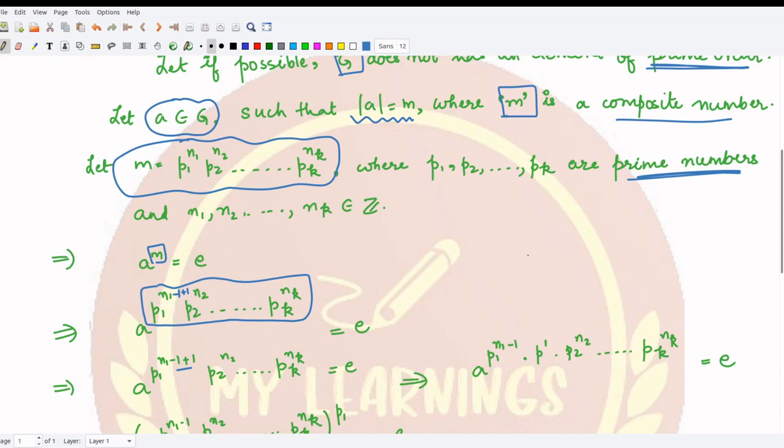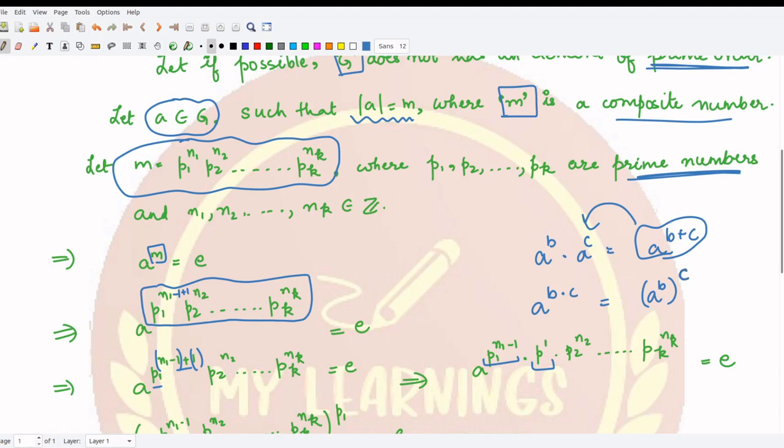Now you can split up the powers. You know, A raised to power B into A raised to power C is A raised to power B plus C. So we can split it into this kind of form, putting n1 minus 1 in one bracket and 1 in the other: P1 raised to power n1 minus 1 into P1 raised to power 1. Now, A raised to power B into C can be written as A raised to power B, raised to power C. Why? Because the laws of exponents say you can just multiply these two powers and get this result. So now we have many terms in multiplication.